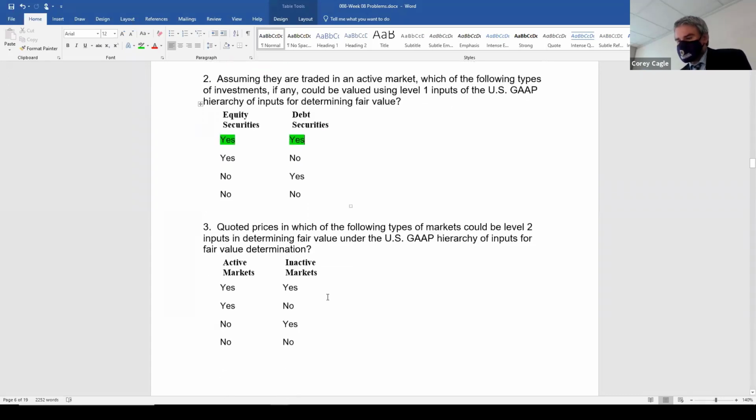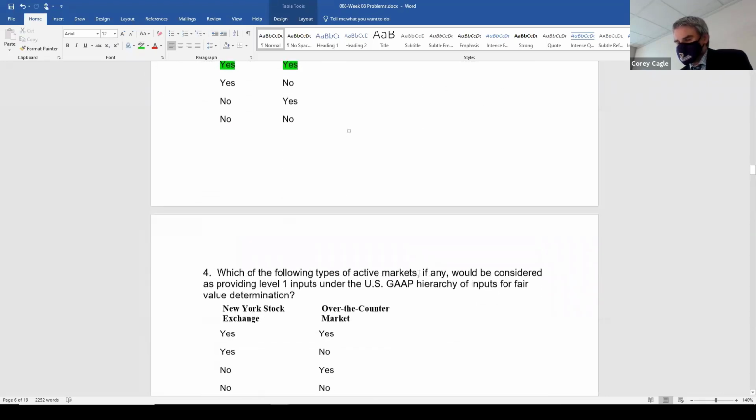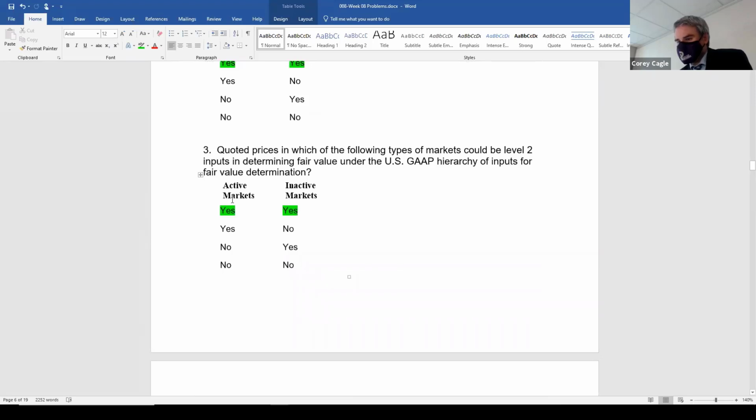Number 3, quoted prices in which of the following types of markets could be level 2 inputs for determining fair value? Active markets, yes. Inactive markets, yes. Now, if it said level 1, it would be yes for active, no for inactive, right?